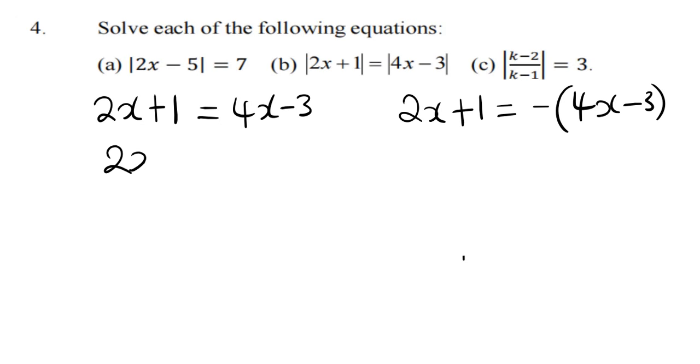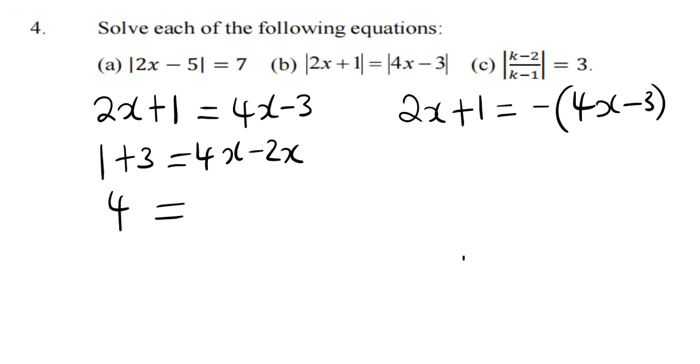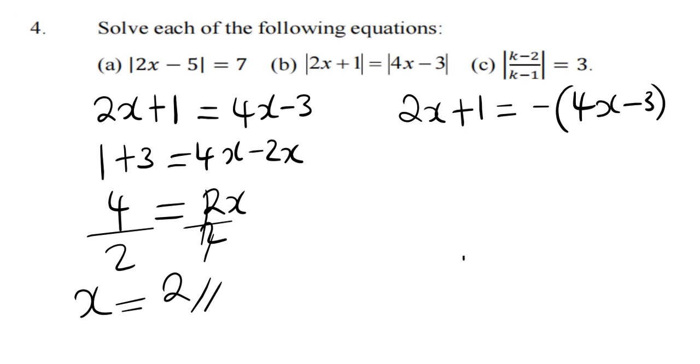So 2x, if I take the 4x to the other side, to avoid negatives, I'm going to take 2x to the other side. So I'm going to remain here with 1. I'm going to take the negative 3 to the other side. It's going to be positive 3. This will be equal to the 4x. Then I'm going to take the 2x to the other side. It's going to be negative 2x. So I'm going to have 4 this side. Then I'm going to have 4x minus 2x, that is 2x. Then I divide by 2 on both sides. So therefore my x is equal to 2 over 2 is 1, 2 into 4, that is 2. So one value of x is 2.